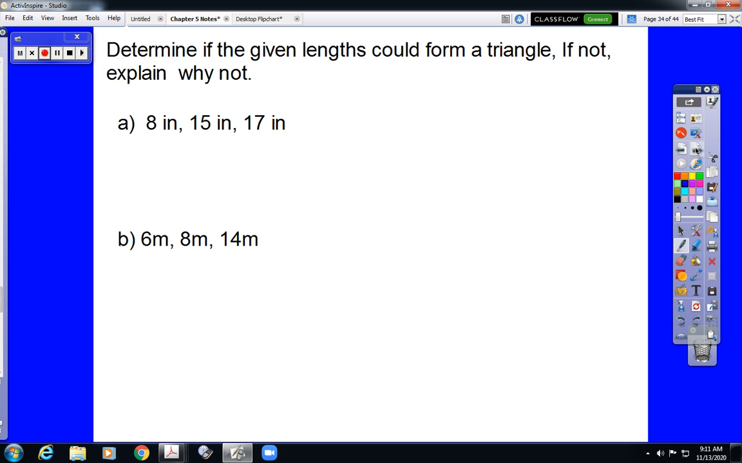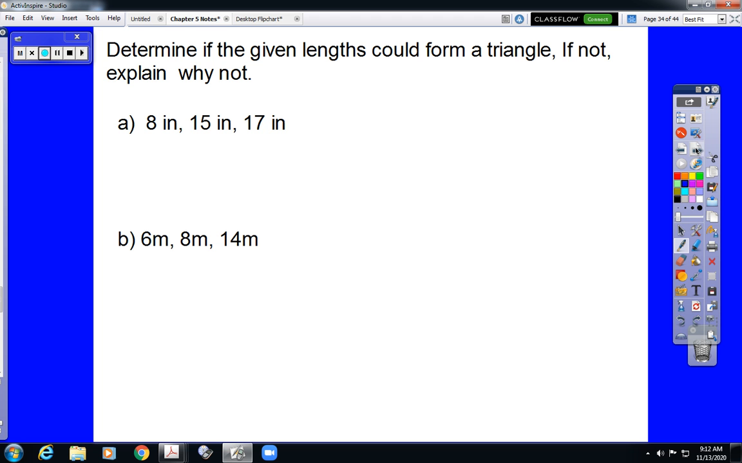Okay, so the first problem type that we generally see is them giving you three potential side lengths and asking you to decide whether or not those given lengths could form a triangle. Now, the directions also say to explain why not if it's not. So the big thing here is that we need to show our work.